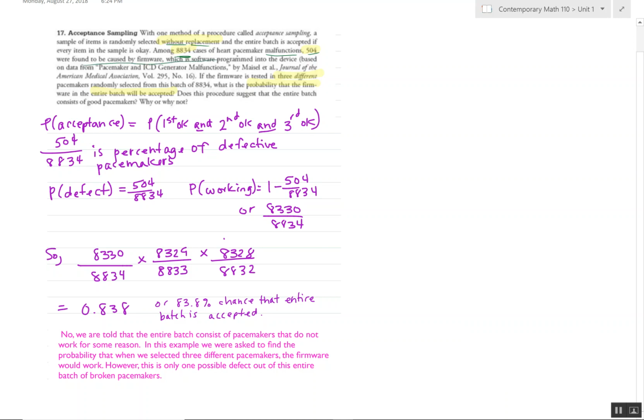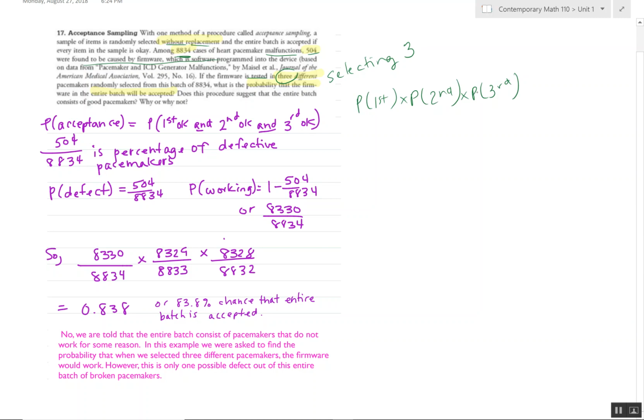programmed into the device. So if we test the firmware in 3 different pacemakers randomly selected from this batch of 8,834, so we're selecting 3, and so whenever you're selecting more than one, you need to have a probability for each individual item. So I'm going to have a probability of selecting the first, a probability of selecting the second, and a probability of selecting the third. And then with consecutive selections, you multiply these probabilities together.